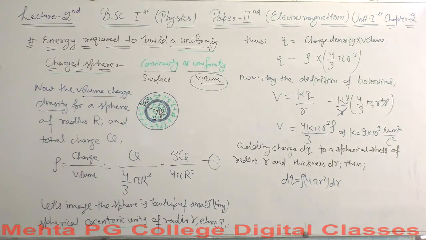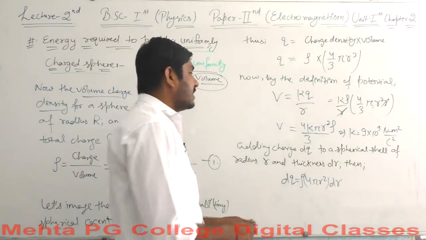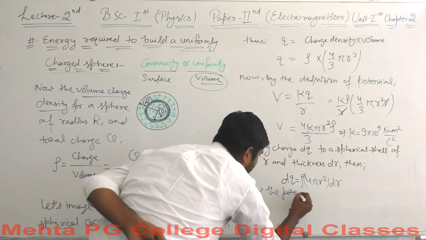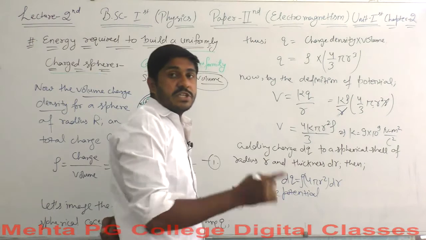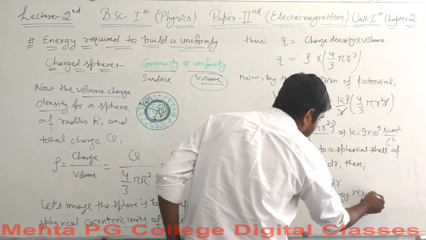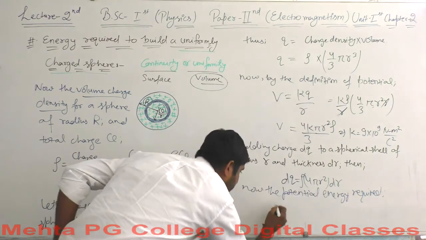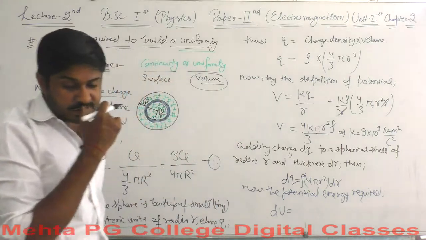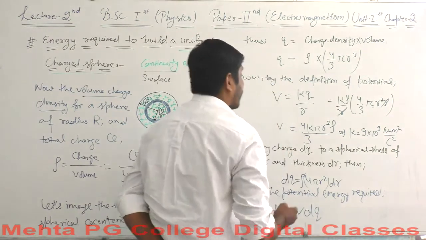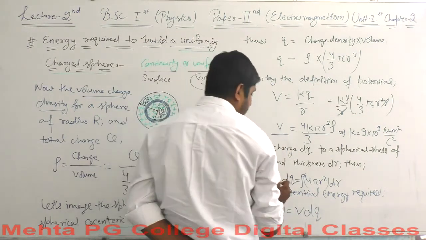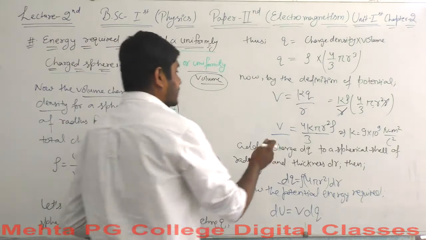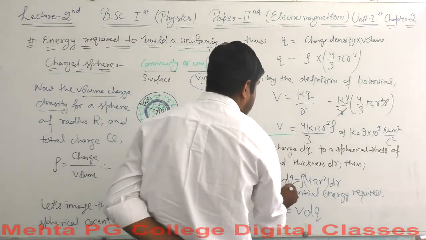Okay. So now we need the potential energy required to build up this spherical shell, which is dU, and dU will be equal to V dq. Also we have the value for V here and the value of dq here. We got these two values, and now we will substitute these values into this equation.